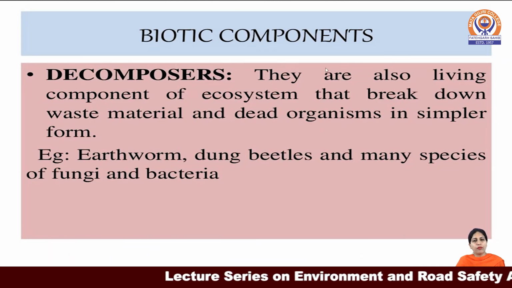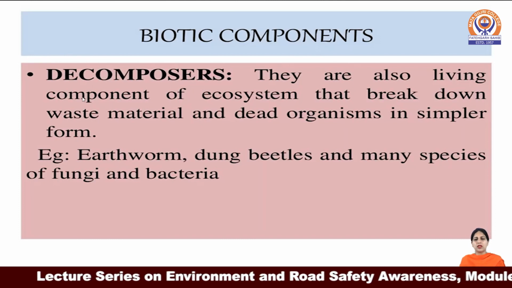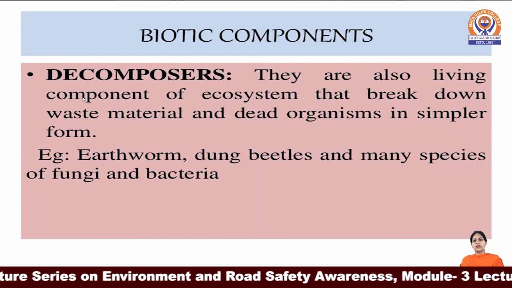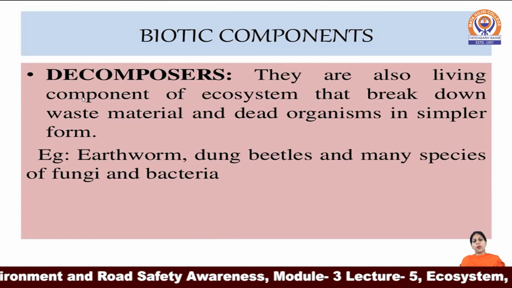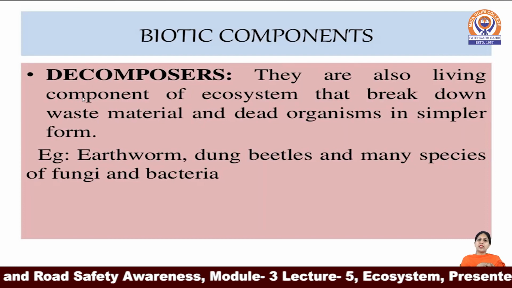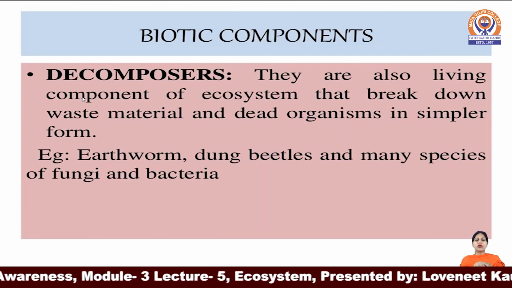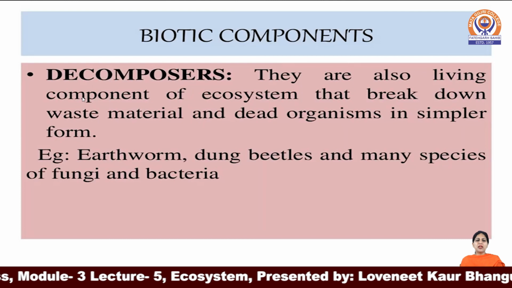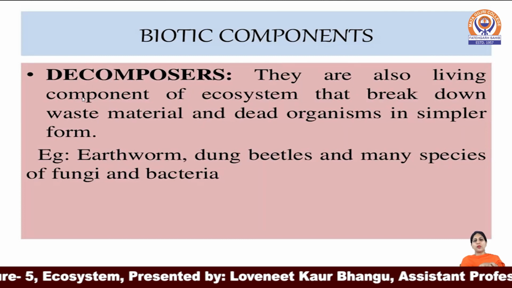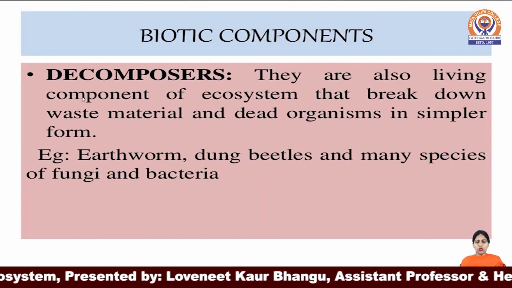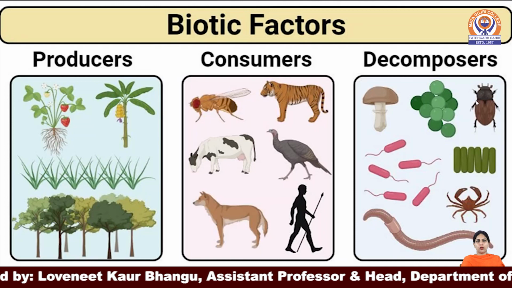Then the last category of biotic components or the living components includes decomposers. These are also living components of the ecosystem that break down the waste material and dead organisms into simpler forms. Now here, these are the organisms which feed upon either the waste material or the dead and decaying parts of plants as well as animals. And the examples include earthworm, dung beetles, and many species of fungi and bacteria. So finally, these are the decomposers which decompose or feed upon the dead and decaying organisms and convert them into soil. So the biotic factors include producers, consumers as well as decomposers.